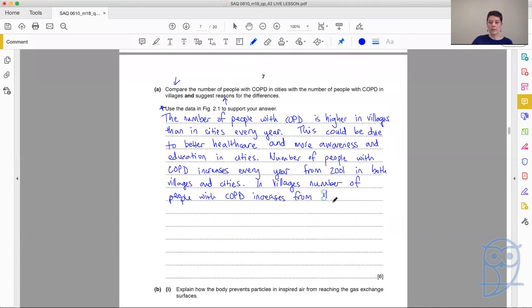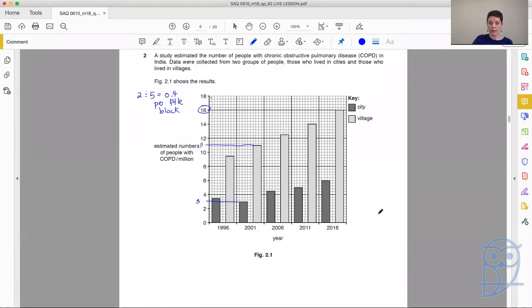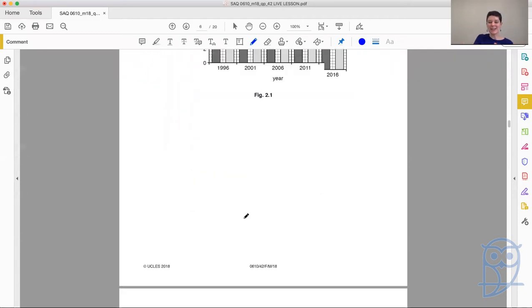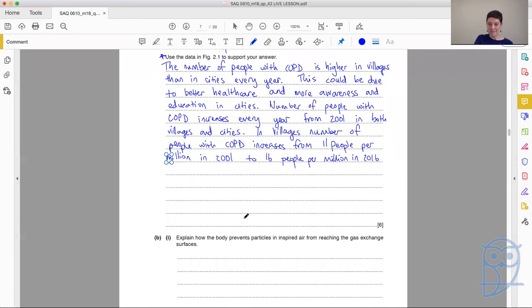From 11 people per million in 2001 to 16 people per million in 2016. Just go back and double check. 2016, 16, and estimated numbers of people, yeah, people per million, 11 per million. So the reason you have that blank page just now is because this is going to show side by side, so that you've got your graph and you've got your answer page. So it makes it easier than sliding up and down like we're doing here.